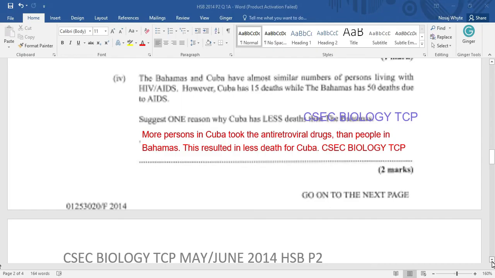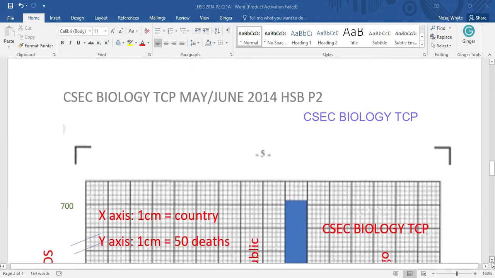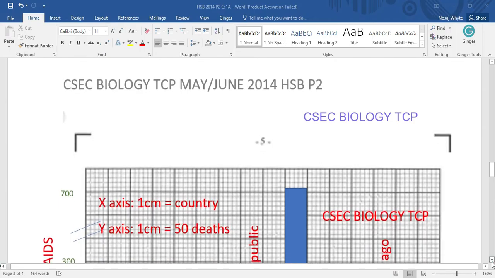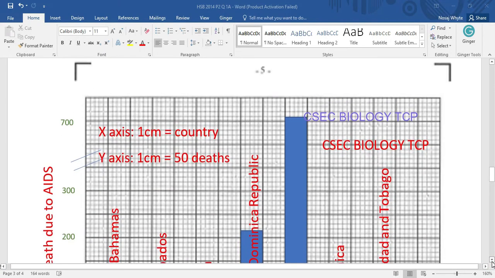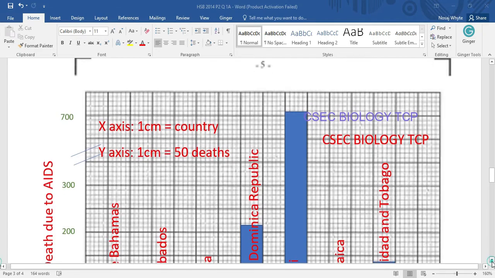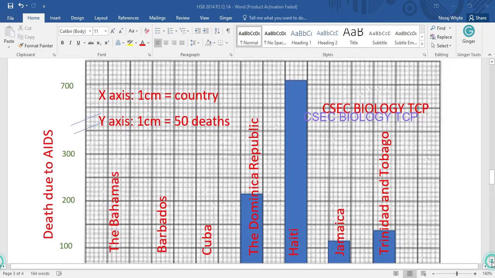Another thing that is also true is that Cuba tends to have one of the better healthcare systems in the Caribbean. And we move on down to the graph, and the information on the graph is captured from the table. Now let us get back to the table in a bit.